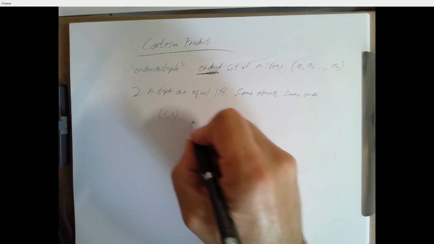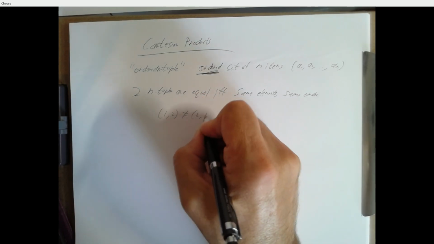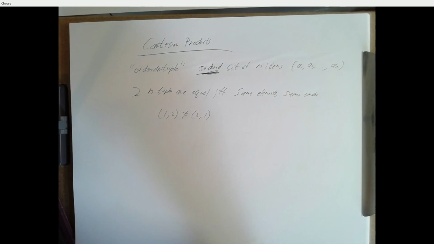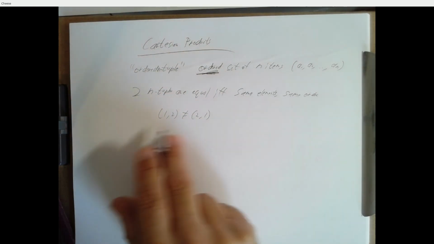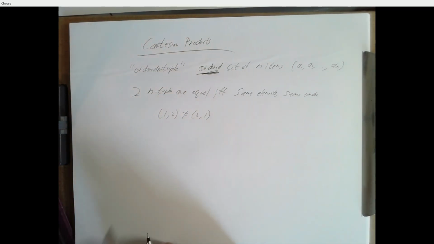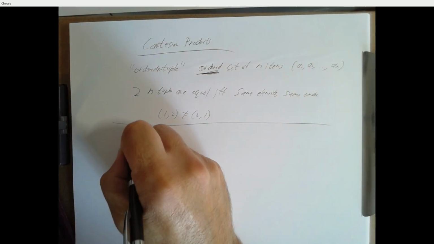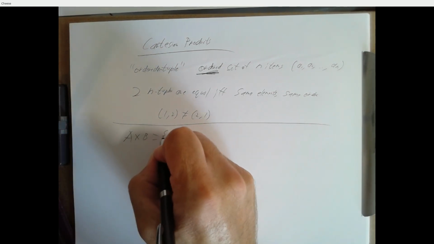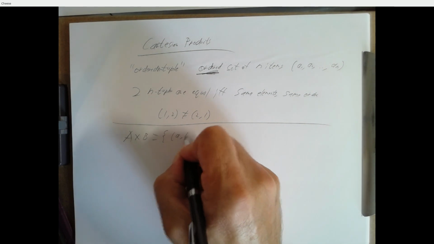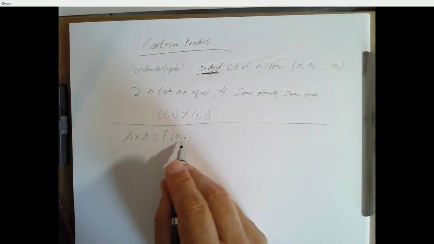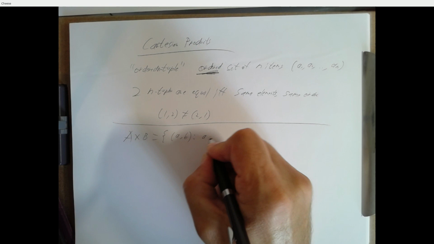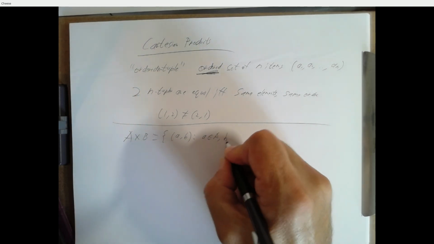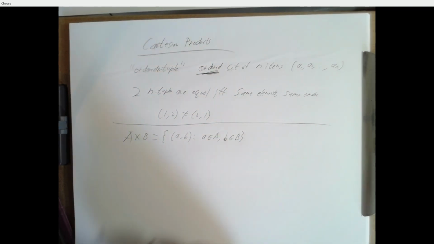So here's a 2-tuple, here's a different 2-tuple, okay? Different order to the elements, even though they both have a 1 and a 2, they're not the same tuple. Okay, so now we can define our Cartesian product. So A cross B, or the Cartesian product of A and B, is a collection of tuples containing 2 elements, (a, b), such that a is an element of A and b is an element of B.